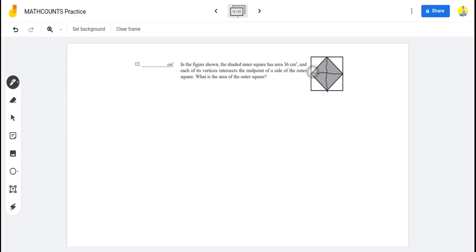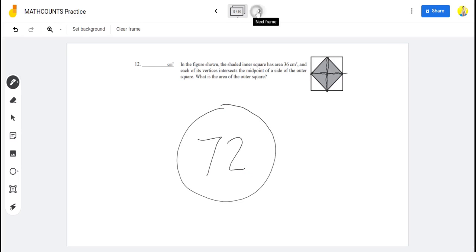Well, we divide this square into these 4 sections, and we see that the inner square is half of the area of the outer square, so just double 36 centimeters squared, which is 72. So the area of the outer square is just 72 centimeters squared.